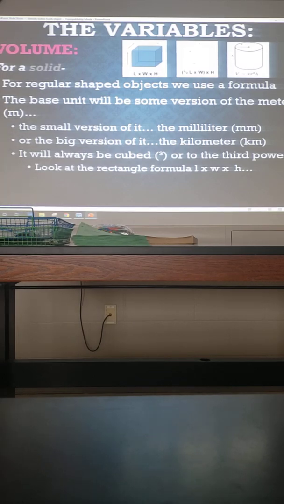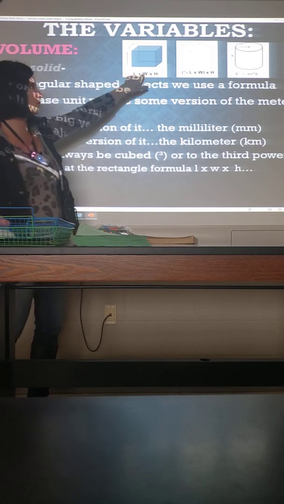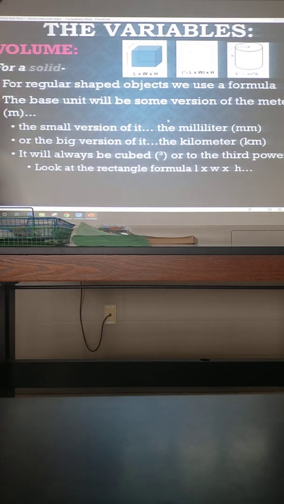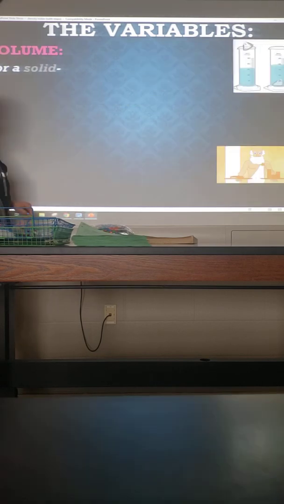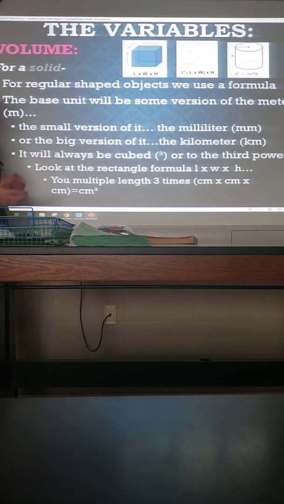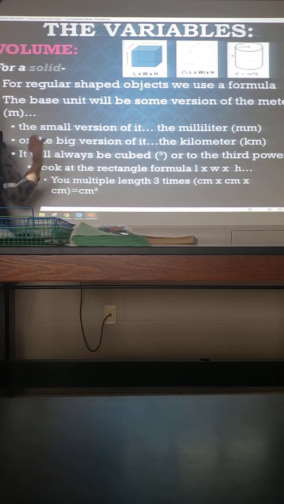Okay, so if you look at the rectangular formula of length times width times height up here, you're multiplying the length 3 times. A centimeter times a centimeter times a centimeter, that's where the cube comes from. So if we're dealing with a solid, it's going to be something cubed. Raise that unit to the 3rd power.